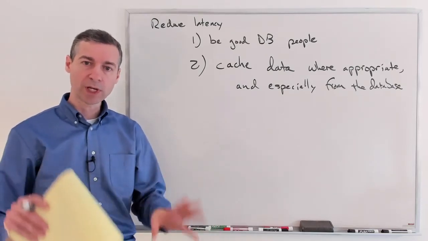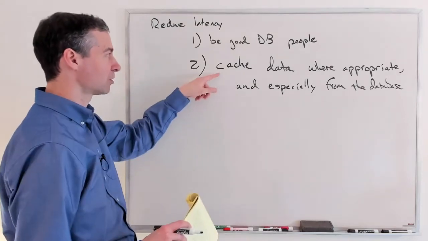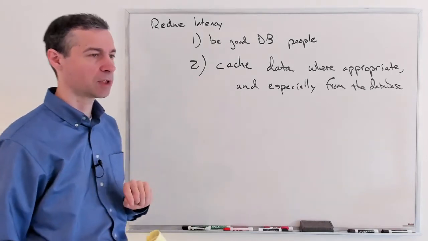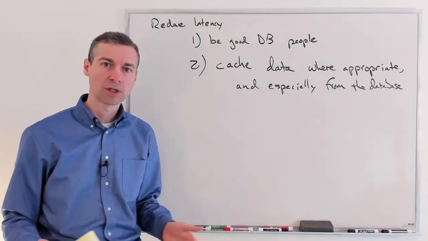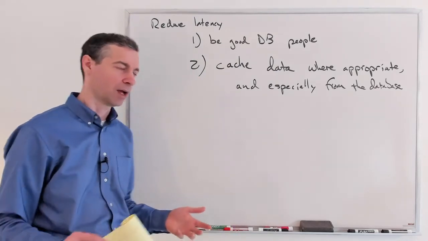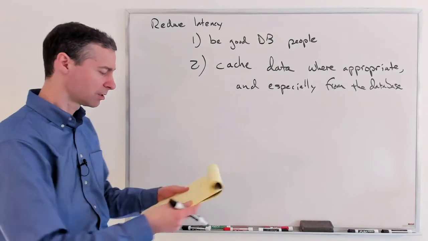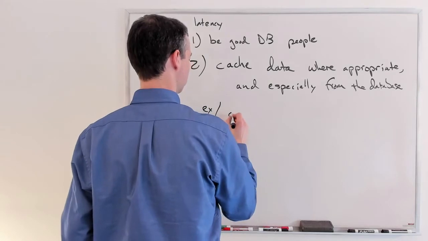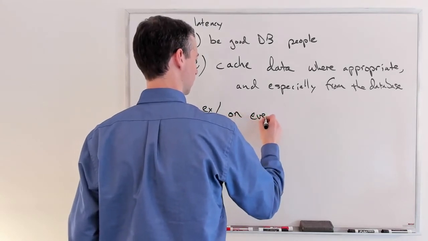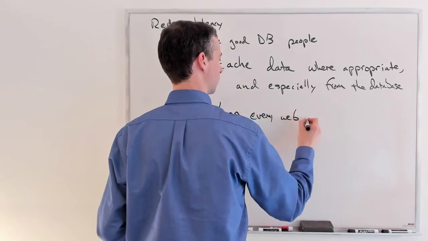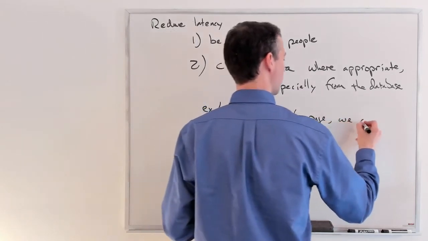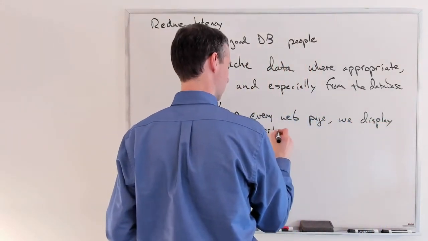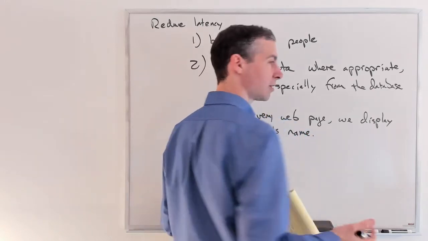But the most basic one that we need to be aware of is when we're getting data from the database. This is one of the steps that we can do to lower the contention, lower the utilization of the database, is to cache this. So what do I mean by that? For example, let's say on every web page, we display the user's name. Yeah, we want to be friendly. We want to be nice.